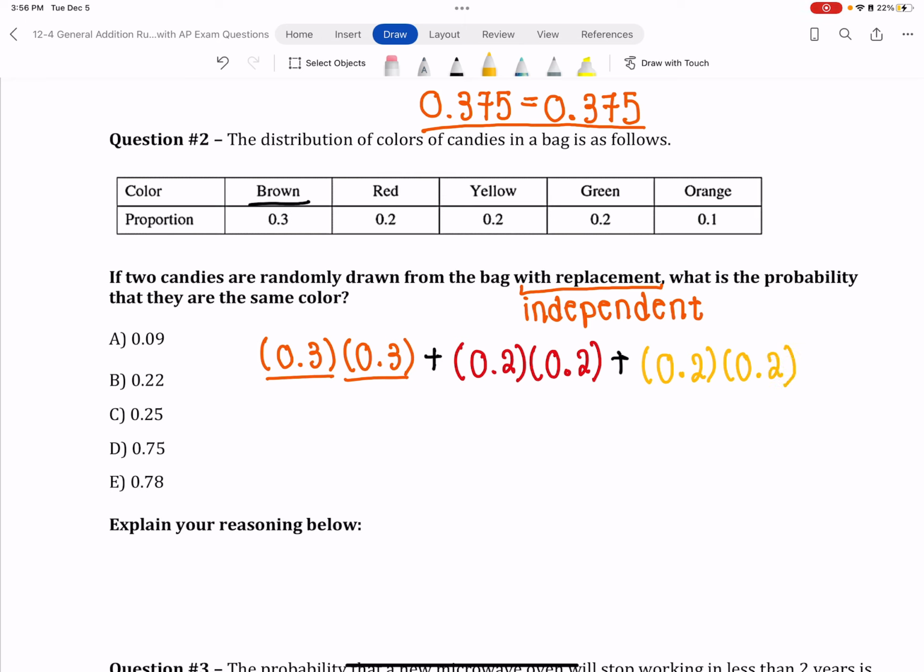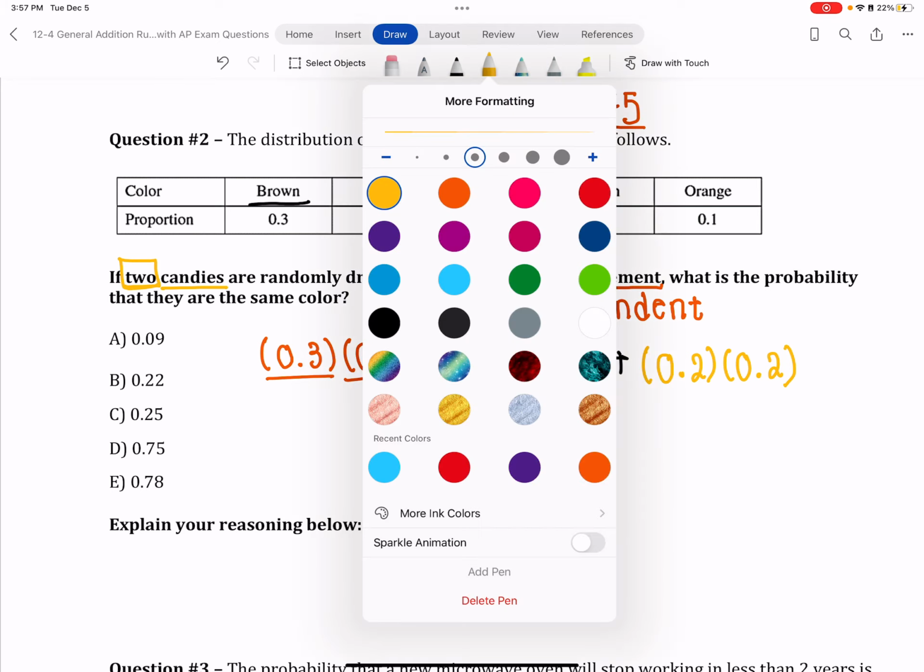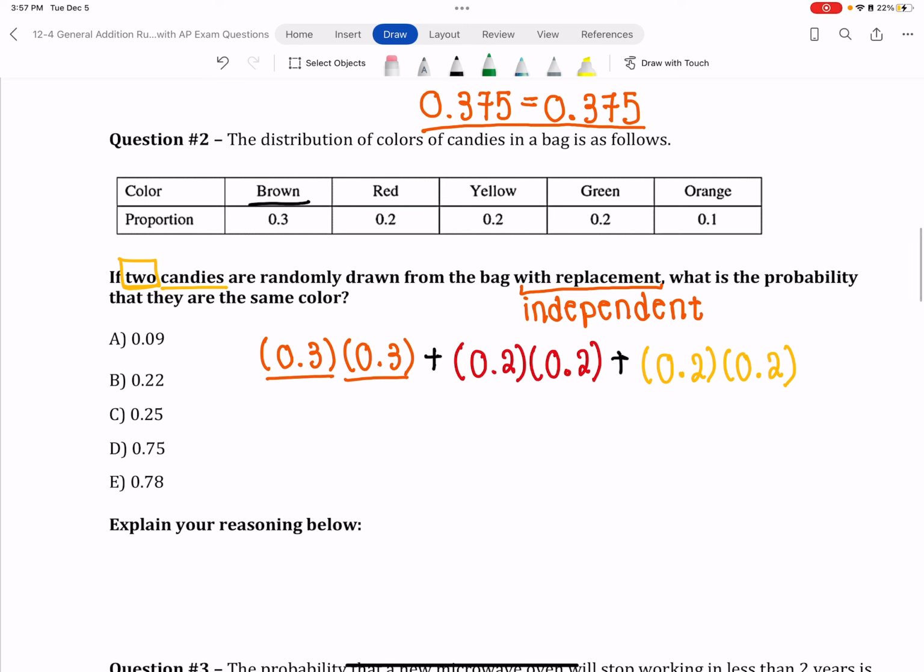And really, I'm squaring it because I want 2 candies. If I had wanted 3 candies, I would be raising all of these probabilities to the 3rd power. And if I wanted 4, I would raise it to the 4th power, and so forth. All right, let's finish this up with green. So now I'm going to add the probability of randomly selecting 2 greens. 0.2 times 0.2. And lastly, for orange, we have 0.1 times 0.1.